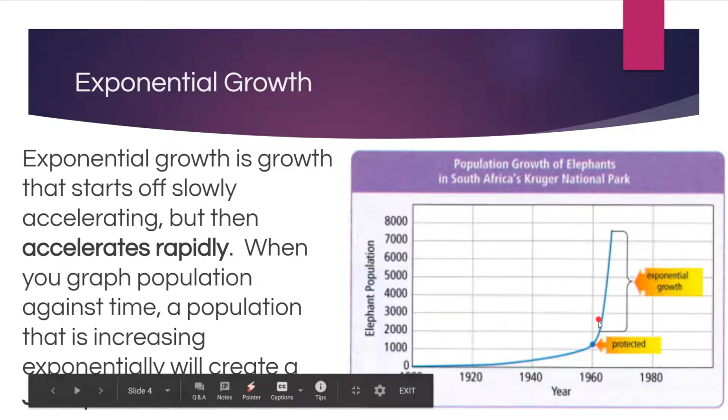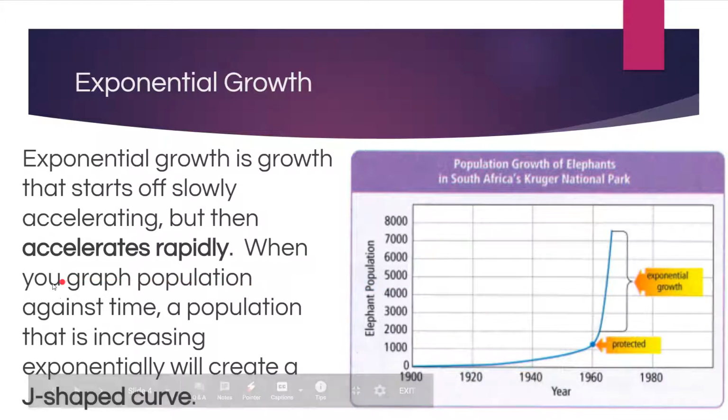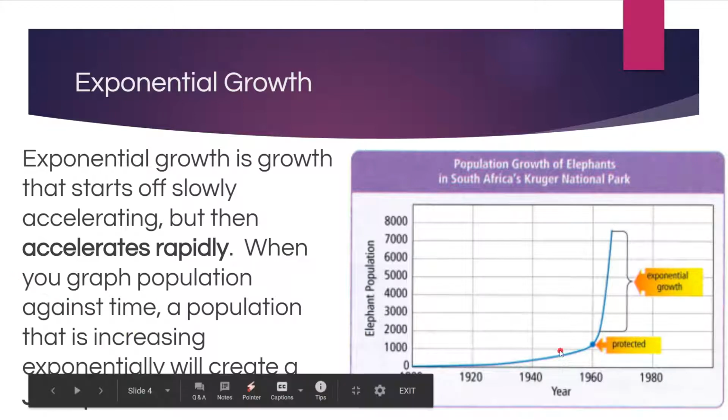This is exponential growth. So when you graph population against time, a population that is increasing exponentially will have a J curve. You can see how this has a J curve. It's a bit of a curve like this, a J. Okay.